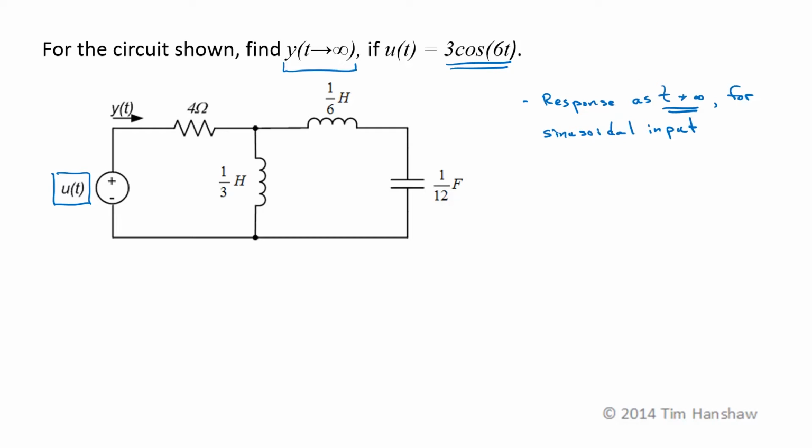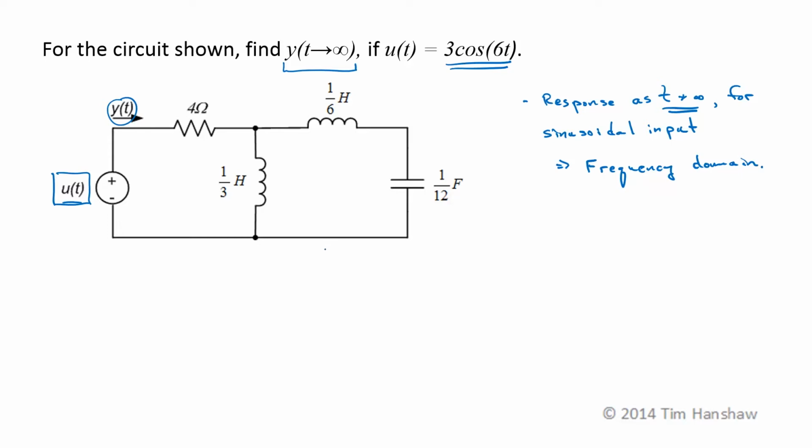So as t goes to infinity, everything's going to become sinusoidal, and it's going to be easiest to use the frequency domain. So we're going to end up using phasors for voltages and currents and impedances for all of our circuit elements. Now, once we do that, we need a strategy for solving the problem.